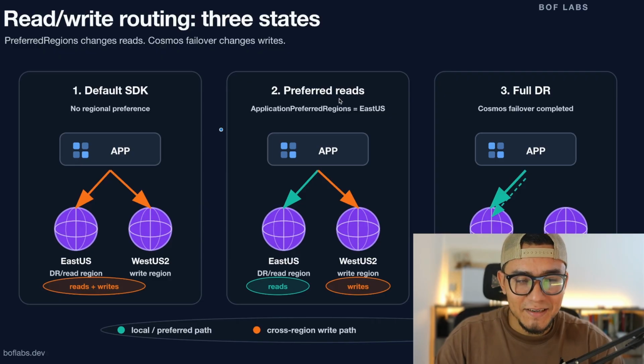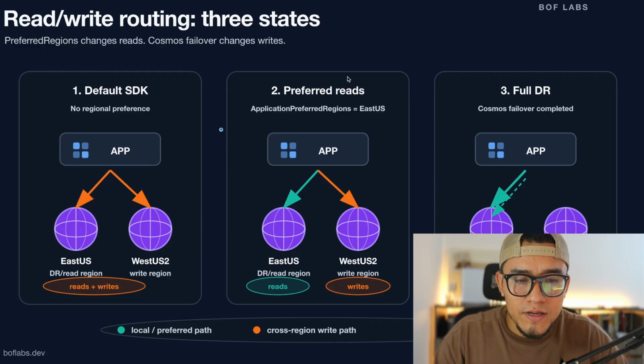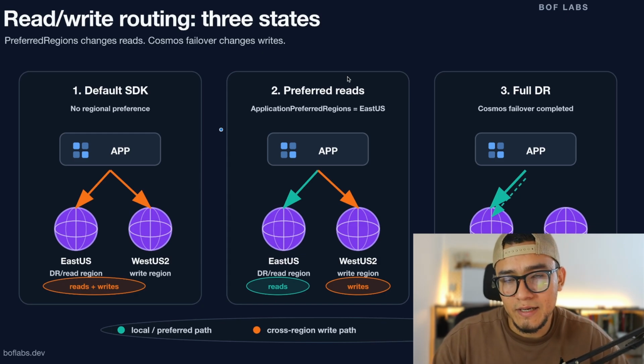But then you may ask, how does the write region change? There are 3 ways that it changes. The first one is called the service managed failover, and it's basically managed by Azure. When Azure detects that there is a regional outage, it promotes the next region automatically. The catch with this is that it may take 1 hour or more per official documentation.